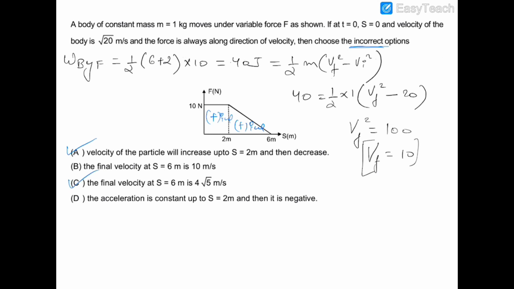And option number D says that the acceleration is constant up to s equal to 2 meters and then it is negative. So this is wrong, as we have already discussed that force is positive throughout, but the only difference between 0 to 2 meters and 2 to 6 meters is the fact that in 0 to 2 meters the force is constant and from 2 to 6 meters the force is decreasing. So we can say that option number D is also not correct, and it is also an answer which we need to identify. Now we move on to the next question.